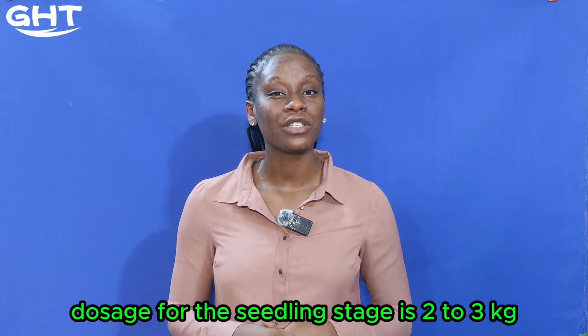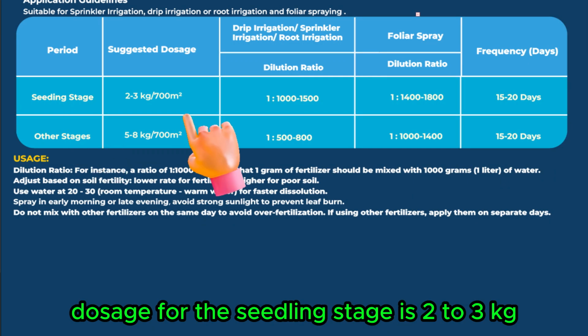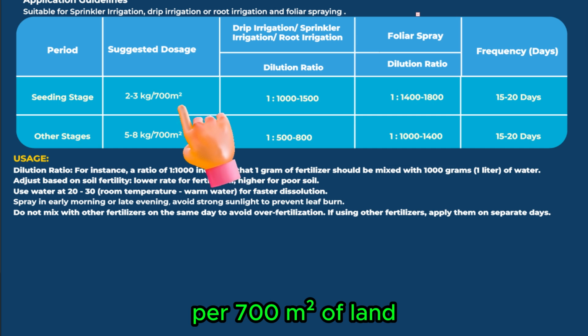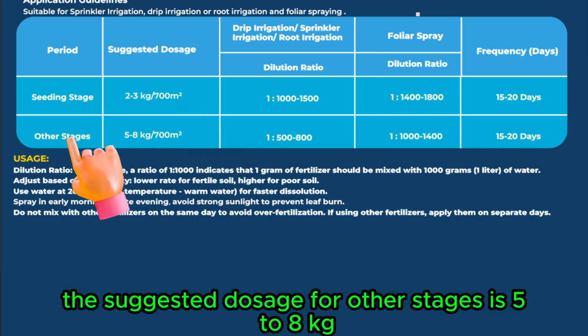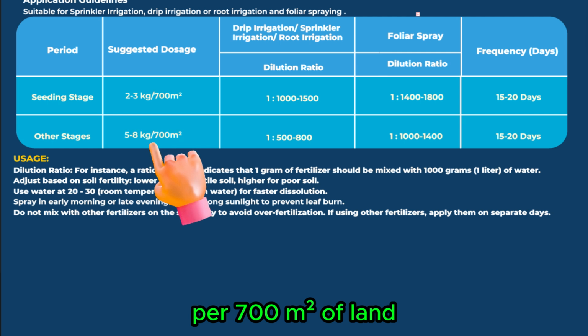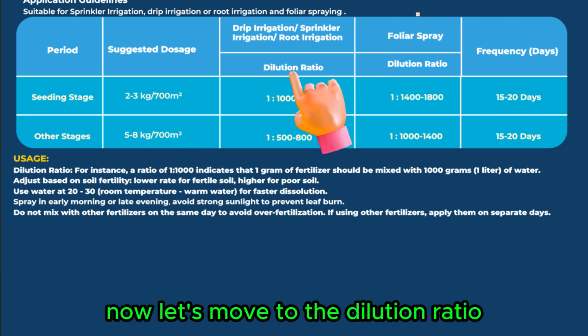The suggested dosage for the seedling stage is 2 to 3 kg per 700 square meters of land. The suggested dosage for other stages is 5 to 8 kg per 700 square meters of land. Now let's move to the dilution ratio.